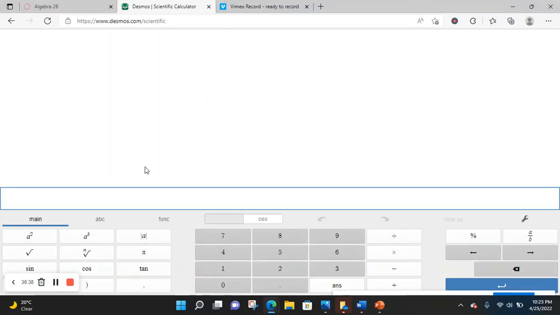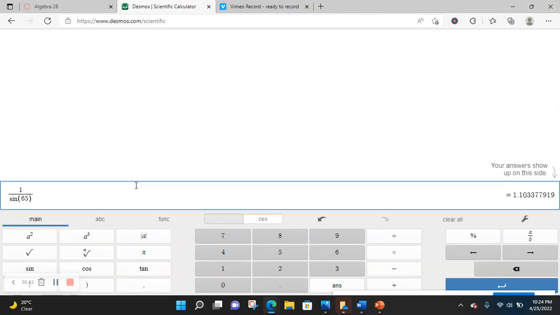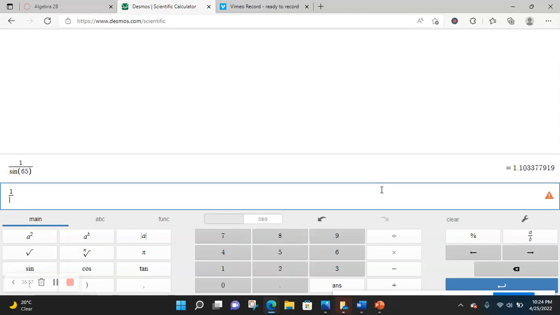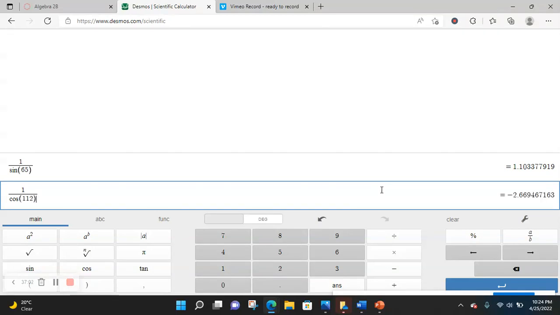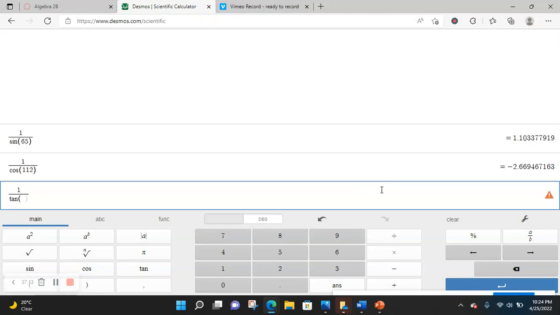And then remember, we had cosecant of 65, which was the same as 1 over sine of 65. If this button is clicked on, that means we're in degrees mode, and so we get 1.103 or 1.10. The next one we had was secant of 112, or 1 over cosine of 112, and that will give you negative 2.67 if you round that appropriately. We also had cotangent of 360 degrees. That's 1 over tangent of 360 degrees. And that's going to be undefined.